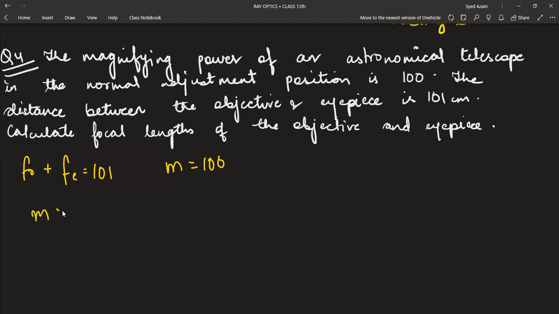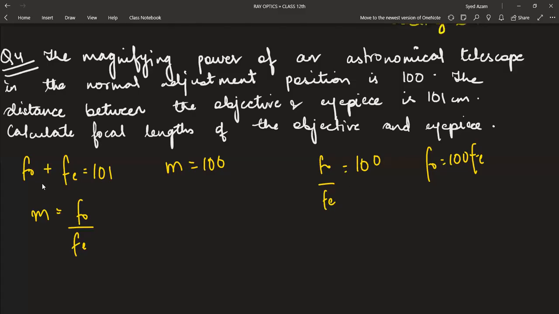See, what is the magnification? In normal adjustment, when you're calculating the magnification for an astronomical telescope, it is f0 by fe. Okay. So f0 by fe is given as 100. So f0 will be equal to 100 times fe. Right?